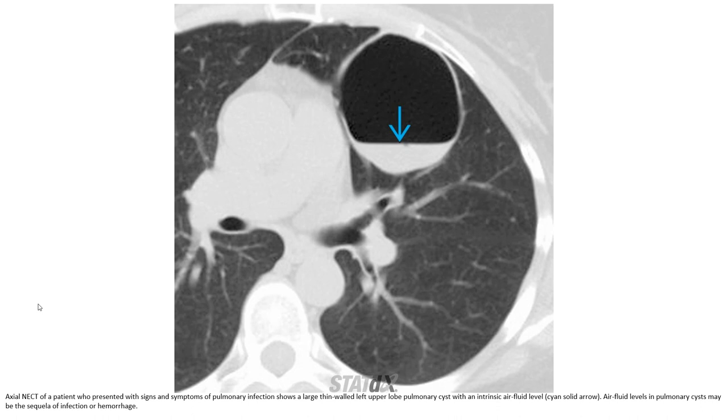And axial contrast enhanced CT of a patient who presents with signs and symptoms of pulmonary infection. A large single left upper pulmonary cyst with an intrinsic air-fluid level. An air-fluid level in a pulmonary cyst may be a sign of infection or hemorrhage.